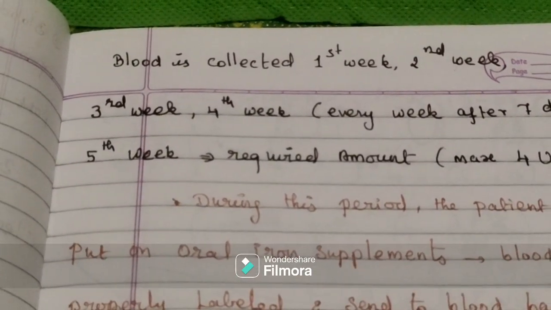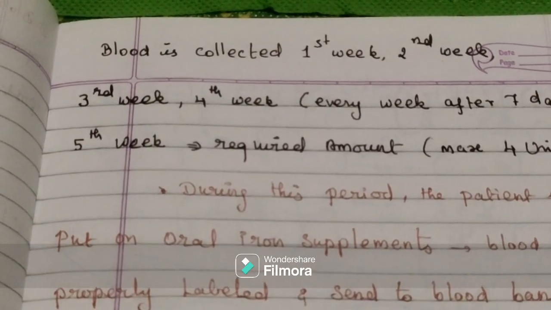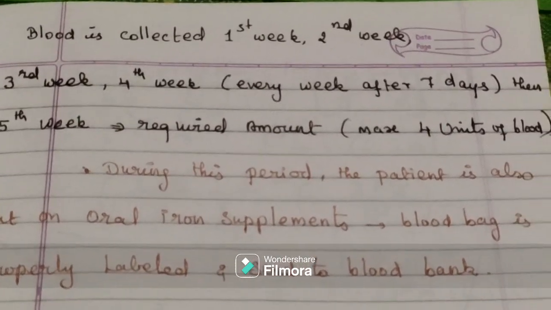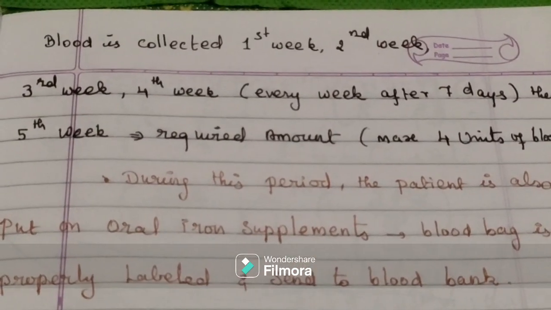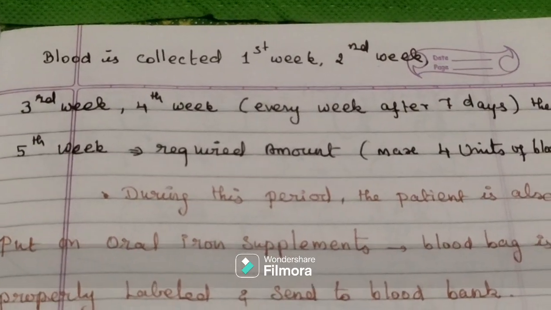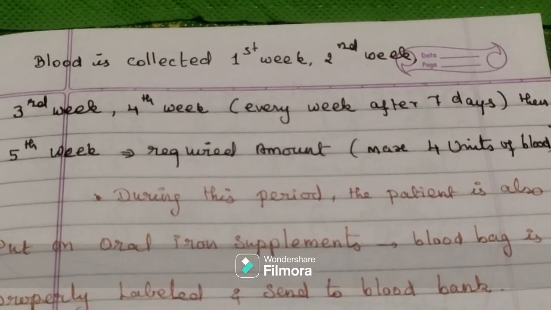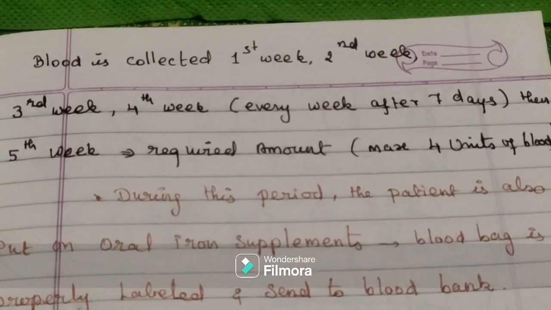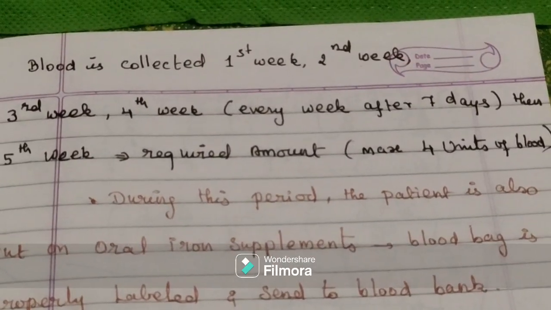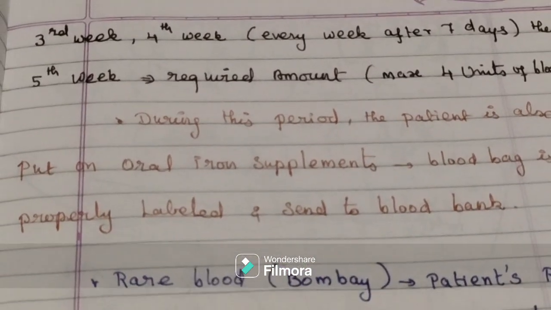formation of the blood. The maximum that can be collected is 4 units of blood. First week, second week, third week, fourth week, so it is 4 units of blood we want to collect. Every week, after 7 days, you are collecting, and then in the fifth week you have the surgery. So we are giving the required amount of 7 days.